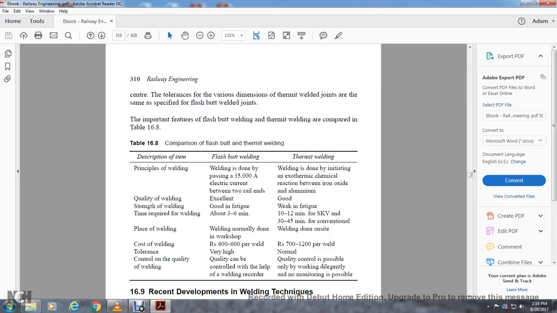Welding is done by initiating thermite welding, an exothermic chemical reaction between iron oxide and aluminum. Quality of welding: flash butt, excellent; thermite welding, good. Strength of the weld: thermite, good in fatigue; flash butt, weak in fatigue.